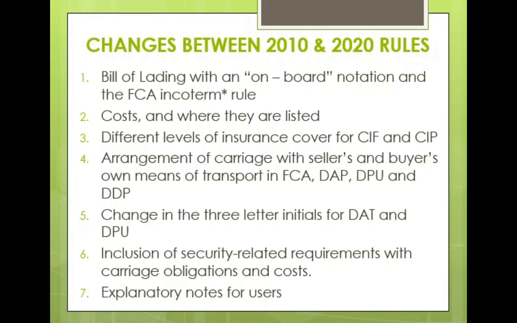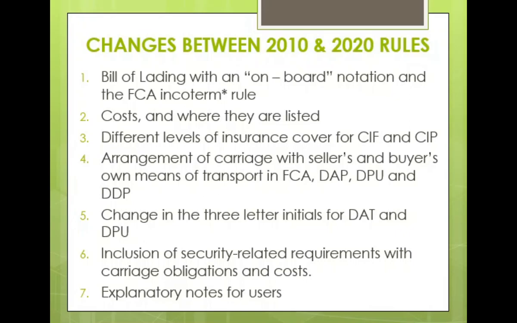2. Costs and where they are listed. In 2010, costs related to carriage would still come under carriage, costs related to insurance would come under insurance, and they were all over the place. But in these 2020 rules, all the costs are grouped under one heading where costs are, so that if you want to refer to or look for costs for a seller, you can look under costs, the appropriate article for costs for seller, and all the costs will be put there.